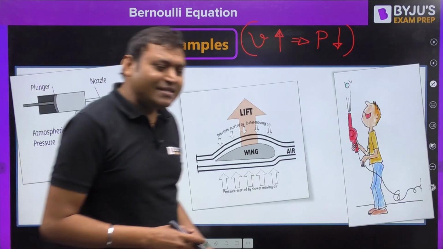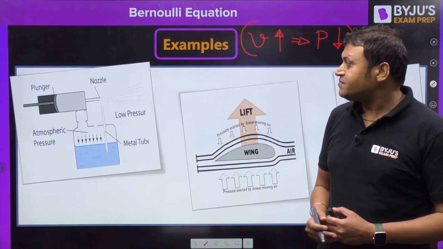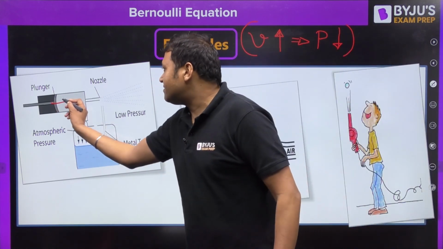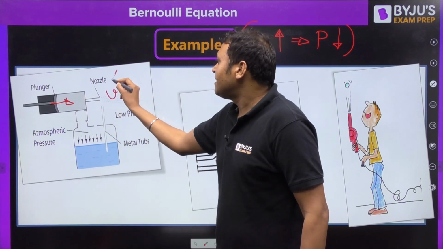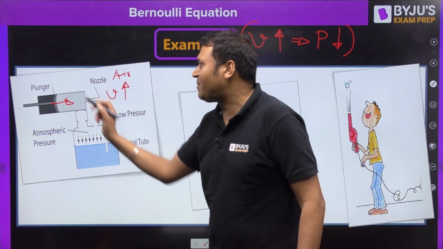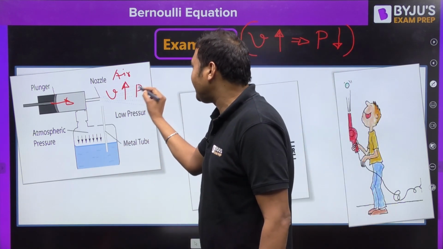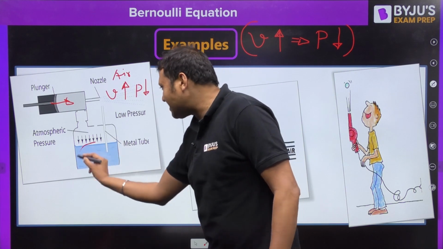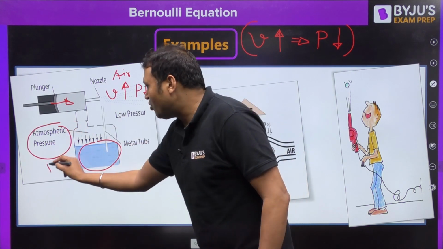So these are some of the examples. In case of a hand operated spray, when we push the plunger, the air velocity gets increased, and due to this there is a decrease in pressure. And the pressure inside the bottle is atmospheric, which is greater.